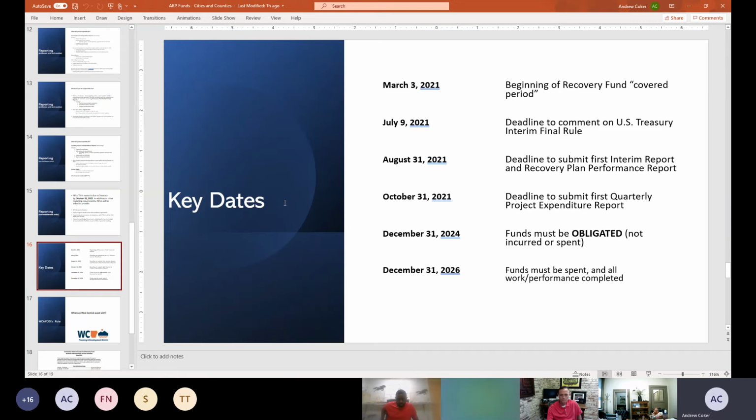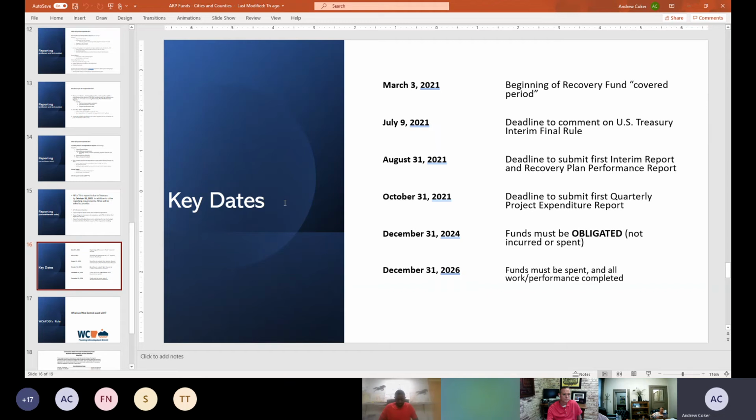March 3rd, it's already passed, but it's the beginning of the covered period. So that has a little bit of meaning for the provisions that you can't reduce tax expenditures based on that covered period. The second date here, July 9th, is the deadline to comment on the interim final rule. There will be this time for comment so that U.S. Treasury can put together all these comments and try to modify the guidance to best fit the current realities.